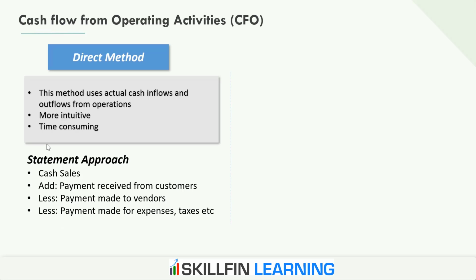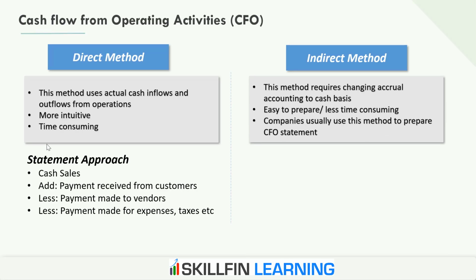A direct method of cash flow from operating activities includes cash sales, payment received from customers, payments made to vendors, and payment for expenses, taxes, etc. The indirect method for preparing the cash flow from operating activities is easier compared to direct method. This method requires changing accrual accounting to cash basis. It is less time consuming and easy to prepare. Companies usually follow this method to prepare the cash flow from operating activities statement.